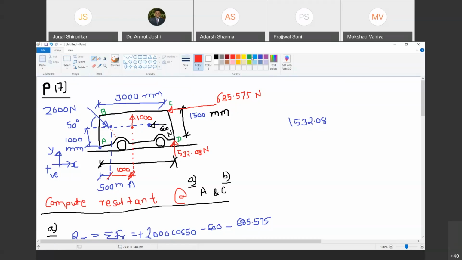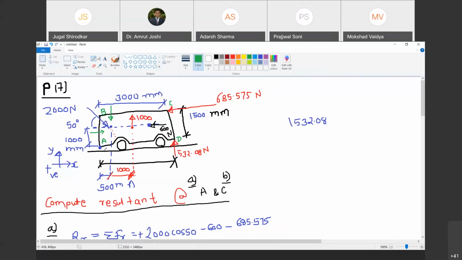So after resolution, how will it look? The horizontal component of 2000 is going to be like this. Do you agree with me? Yes sir. And the vertical component is going to be like this. So I mark that. Now what is the moment of the horizontal component? 2000 cos 50, the angle between them is theta, so cos theta, into 1000. So 2000 cos 50 into 1000. And what kind of moment does it generate about A? Clockwise or anti-clockwise?